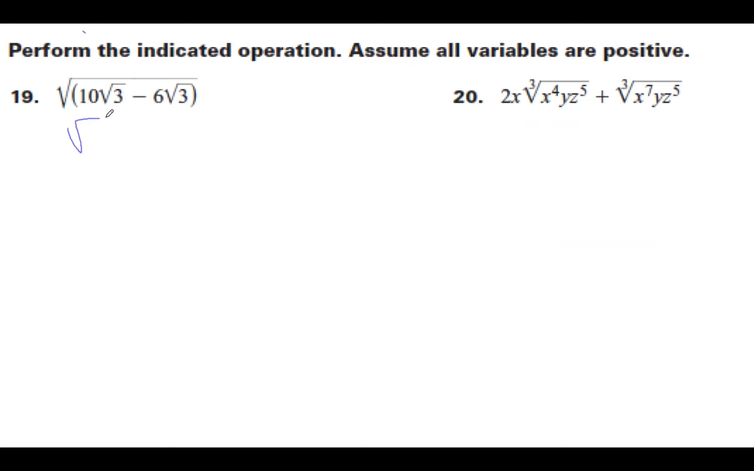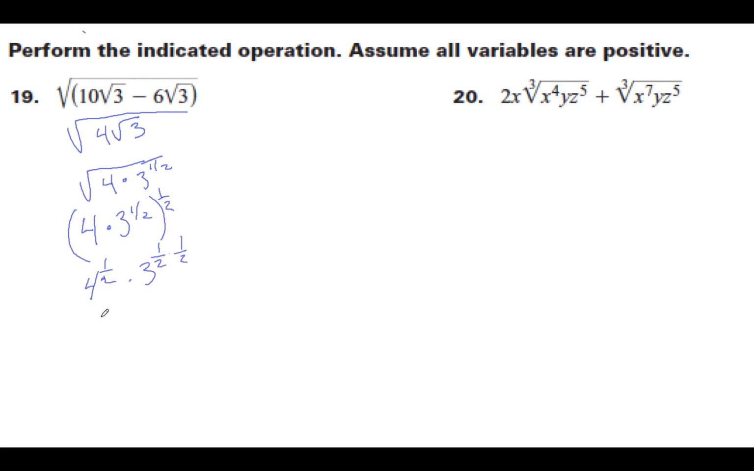19. This becomes the square root of 10 root 3 minus 6 root 3, which is 4 root 3. So this is the square root of 4 times 3 to the 1/2 power, which is 4 times 3 to the 1/2 power to the 1/2 power, which is 4 to the 1/2 power times 3 to the 1/2 times 1/2. 4 to the 1/2 power is the square root of 4, which is 2, times 3 to the 1/4 power.